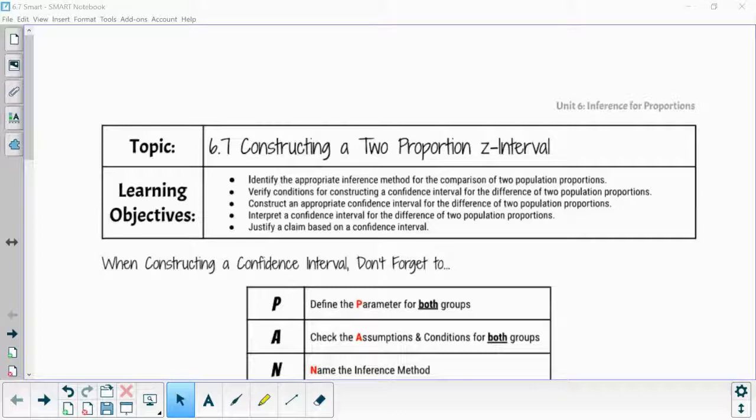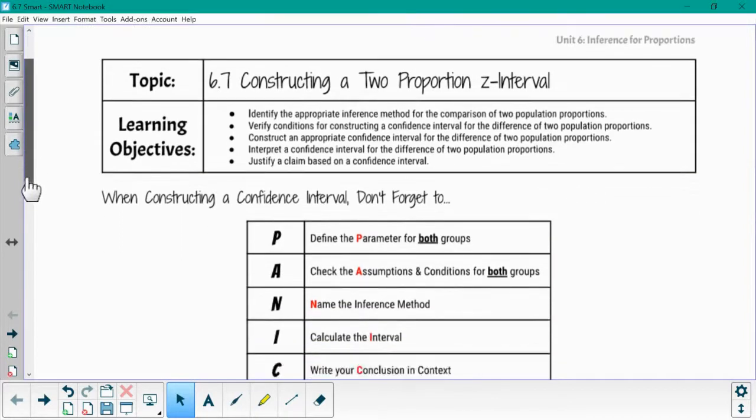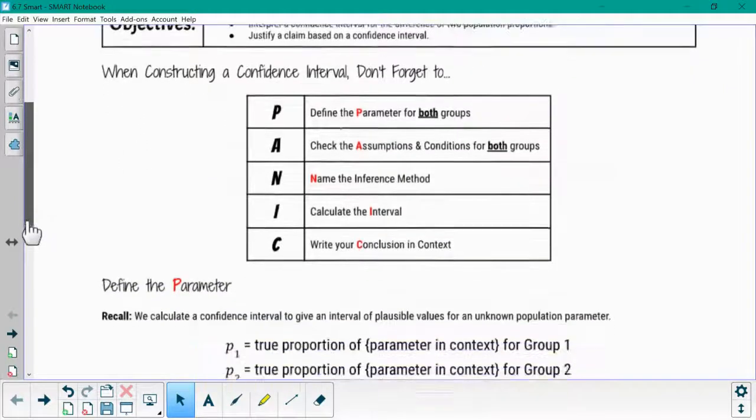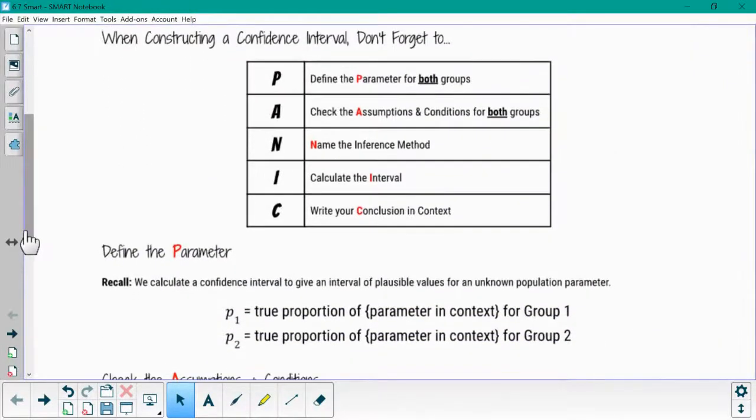Welcome to 6.7 Constructing a Two-Proportion Z-Interval. Today we are going to follow a similar method to what we did with one proportion. However, this time we are going to be working with two different samples. First thing, I do want to remind you we will be following the steps of PANIC.